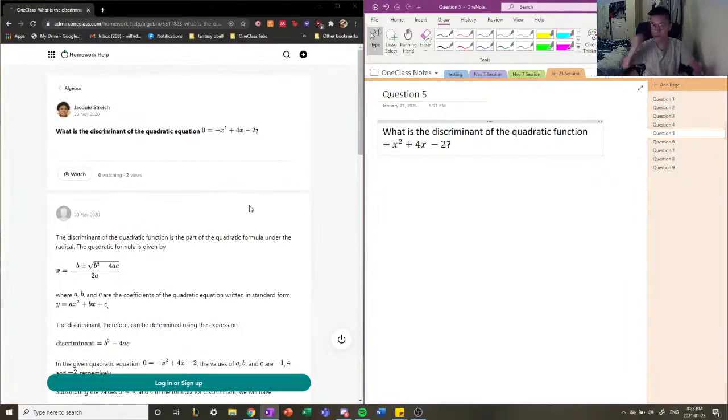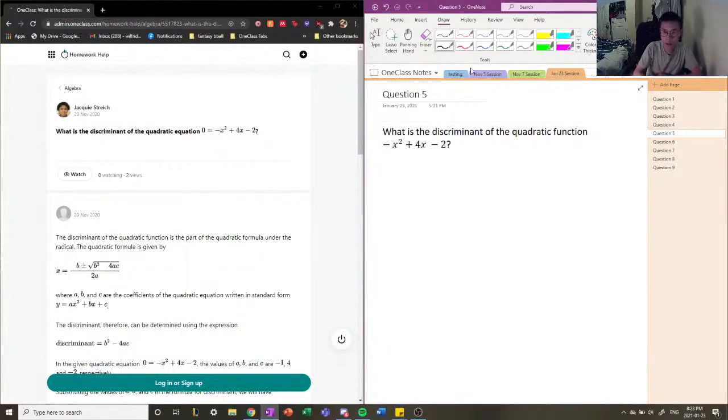All right, so question number 5 reads, what is the discriminant of the quadratic function negative x squared plus 4x minus 2? Okay, so the discriminant is based off the quadratic formula, and it helps us to describe and to ascertain how many zeros the quadratic function has.